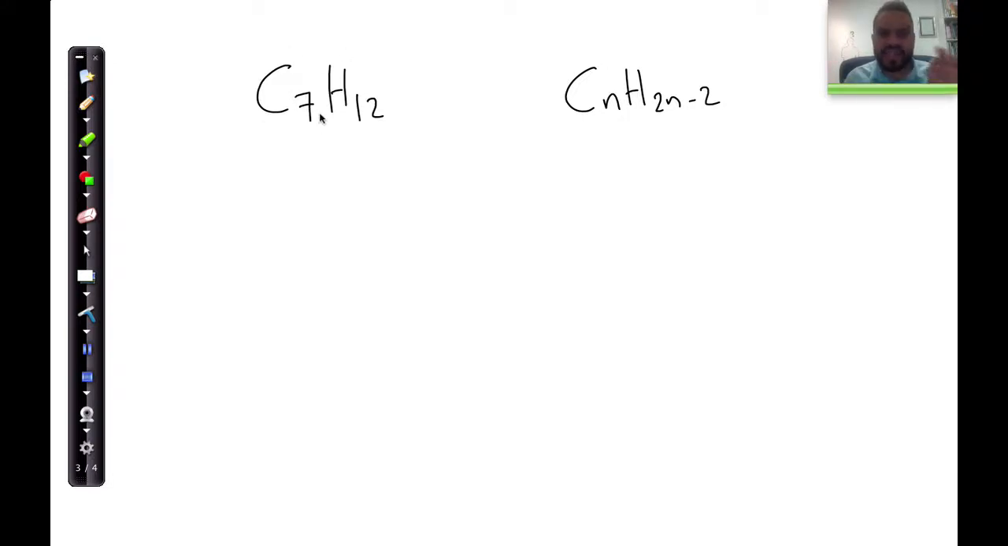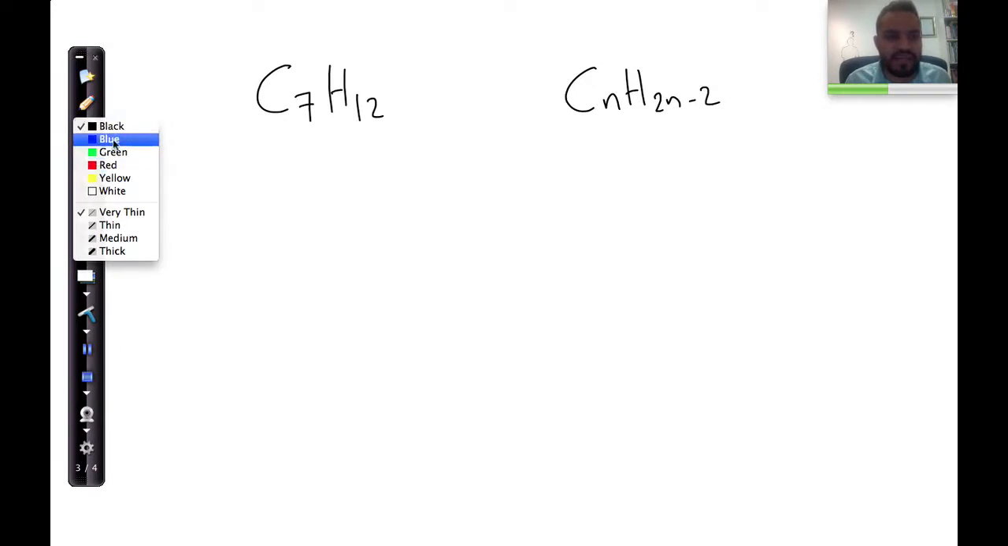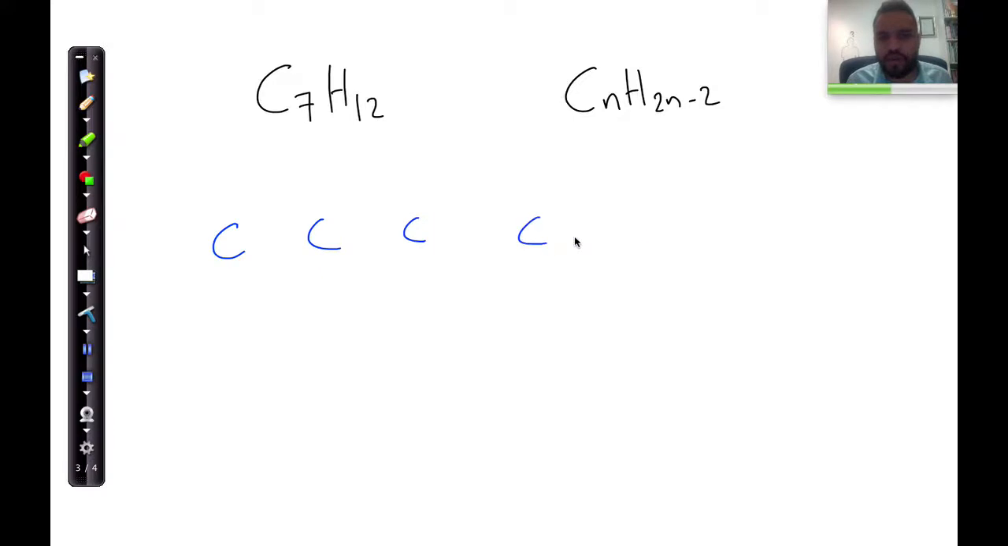Just see, double 7 is 14. 14 minus 2 gives me 12. Oh, that's the relationship. That's actually double minus 2, so this has to be an alkyne. And then we can actually go and break it down and say, okay, 1, 2, 3, 4, 5, 6, 7. Very good.